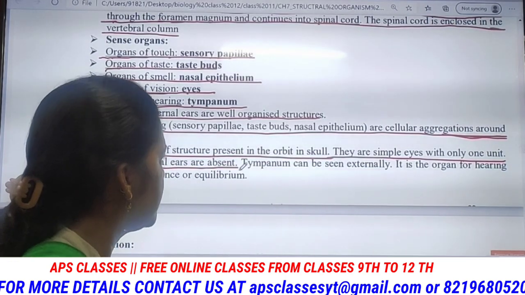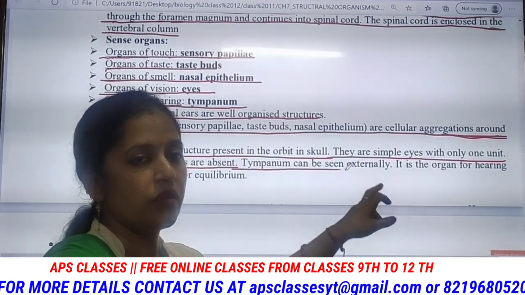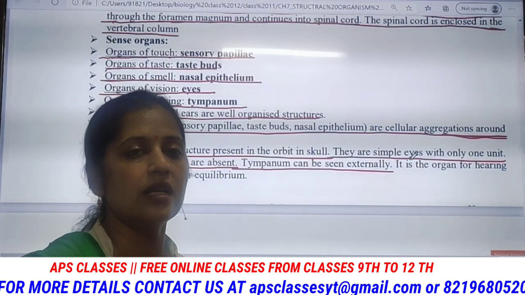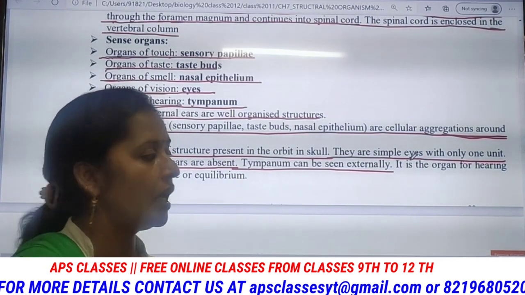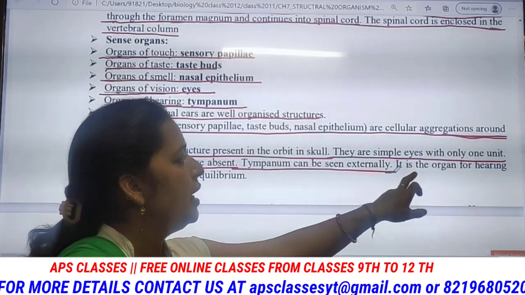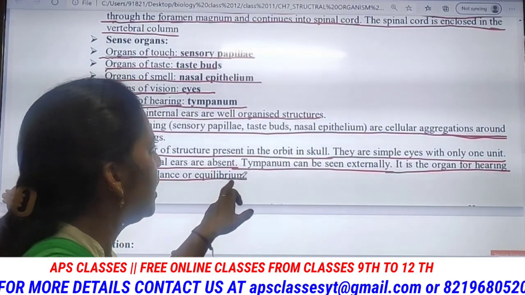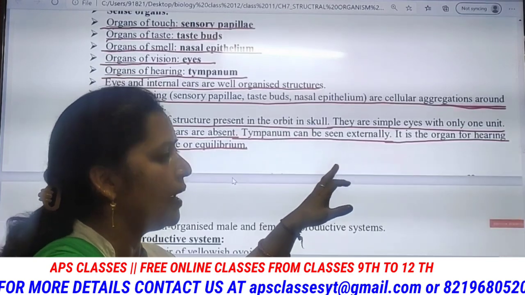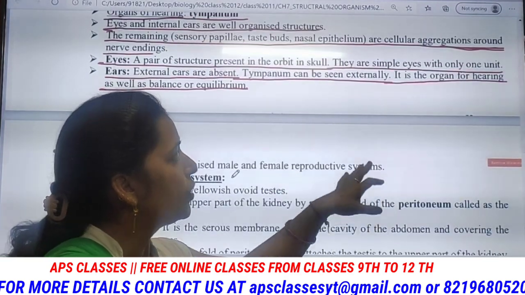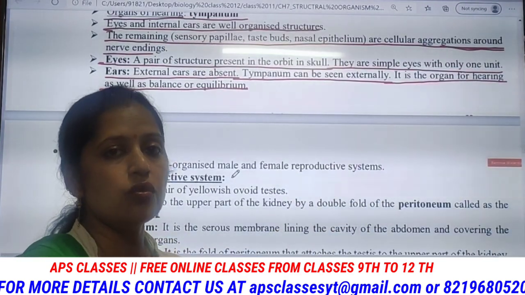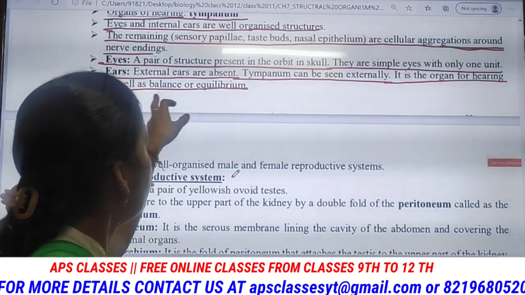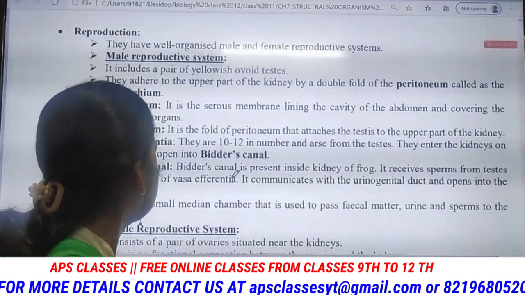External ears are absent. Tympanum can be seen externally. It is the organ for hearing as well as balance or equilibrium. In the case of frogs, that organ is used for hearing as well as balance or equilibrium.